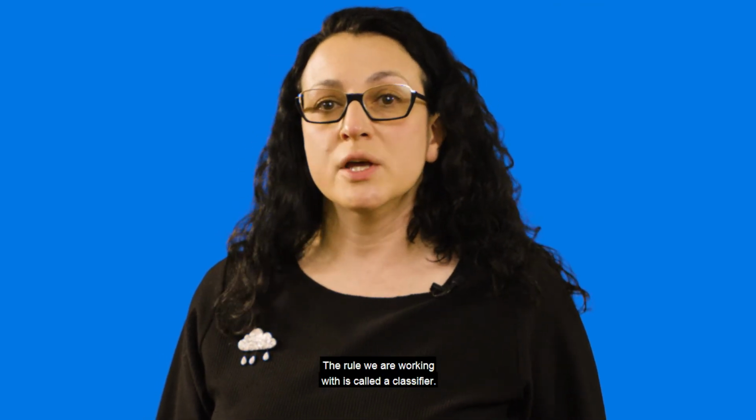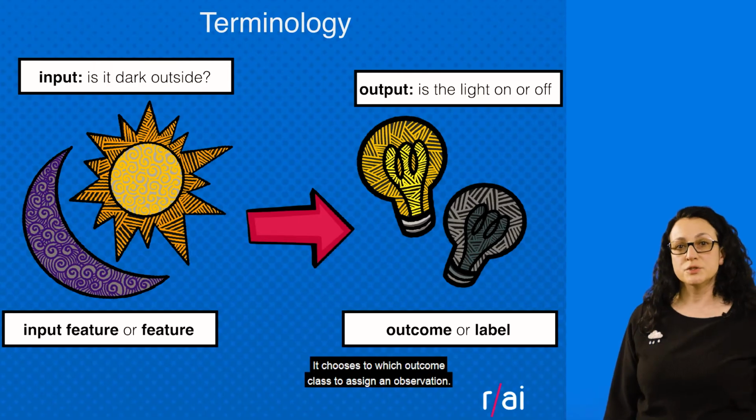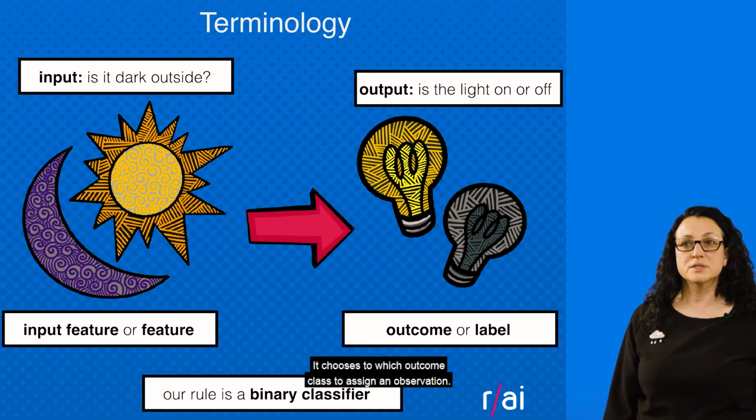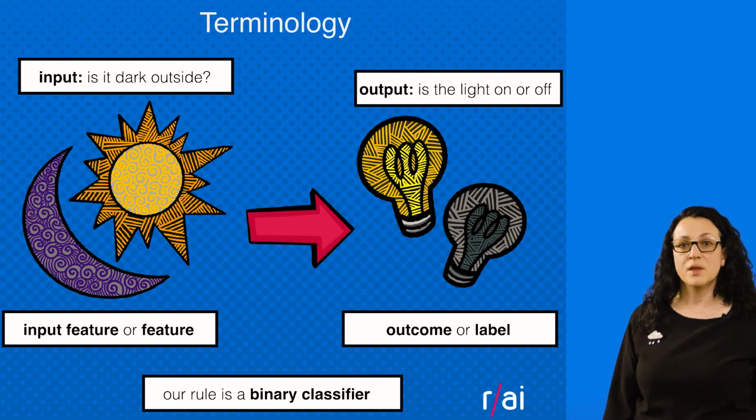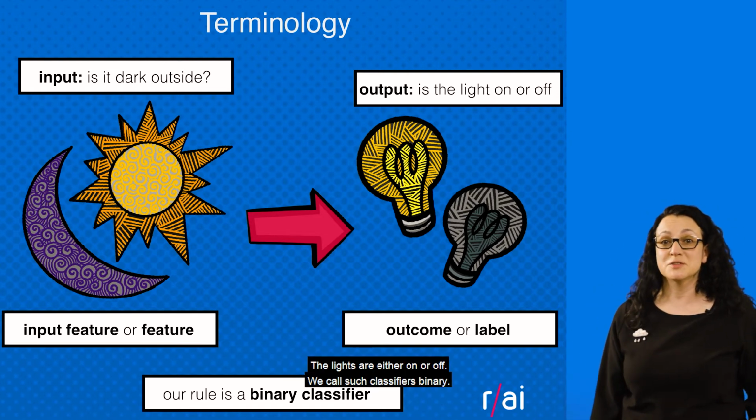The rule we are working with is called a classifier. It chooses to which outcome class to assign an observation. The classifier we designed can make one of 2 choices. The lights are either on or off. We call such classifiers binary.